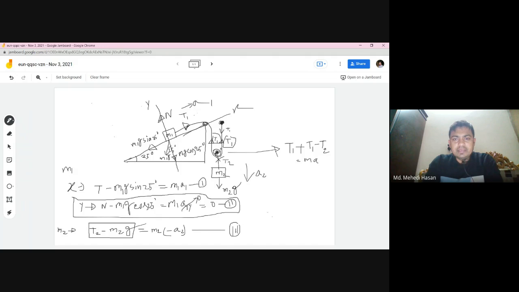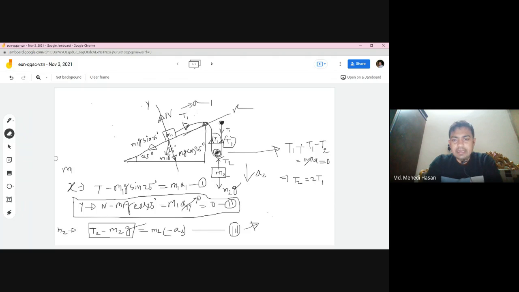But the pulley is massless, so if the mass is 0, then this is equal to 0. Then finally you can say that T2 equals 2T1. So this is the relation between tensions T1 and T2: the tension in the lower string is double the tension in the upper string. So finally, from equation 3, we can say that.